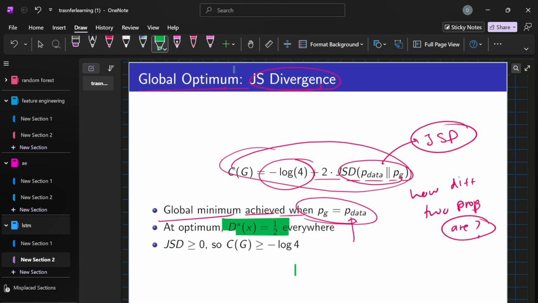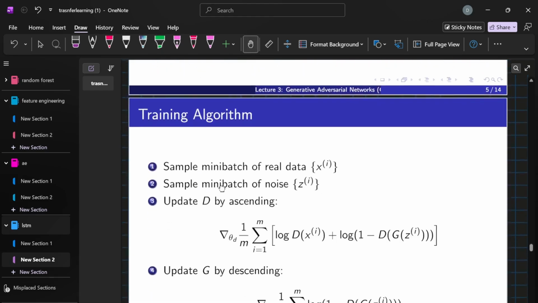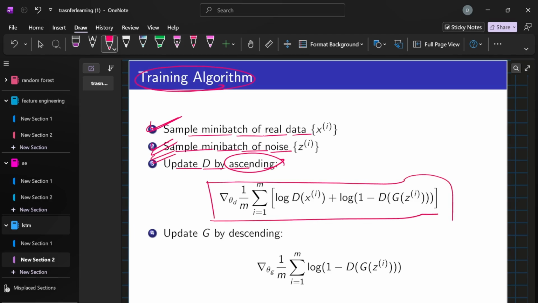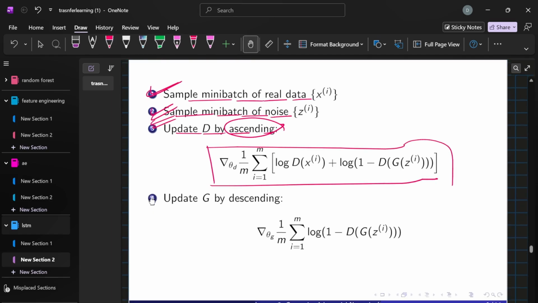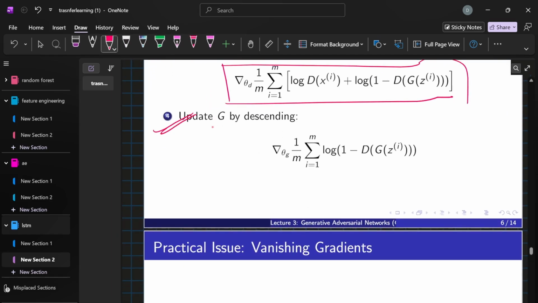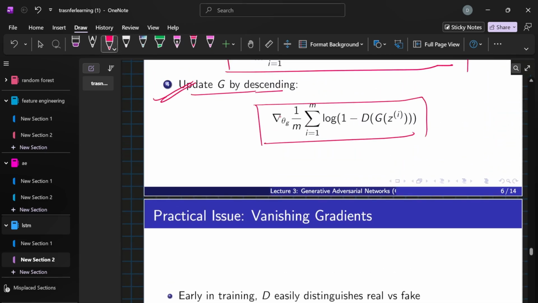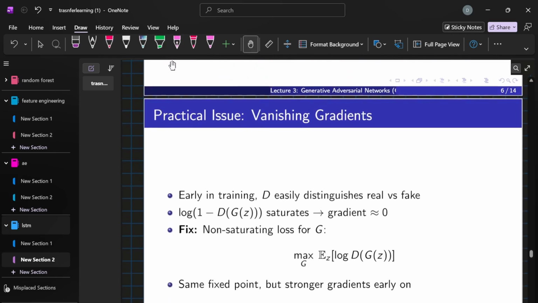Now moving forward towards the training algorithm. Okay, so how do we actually train the thing in practice? It's an alternating optimization. Step 1, sample a mini-batch of real data. Step 2, sample a mini-batch of noise vectors. Step 3, update the discriminator by ascending the gradient. Remember, D is maximizing. Moving forward, we have step 4, where we update the generator by descending the gradient. G is minimizing. So you repeat this back and forth, batch after batch, epoch after epoch. In theory, it converges to a Nash equilibrium, which we just talked about. In practice, it's messier, which brings us to the next section, that is vanishing gradients.